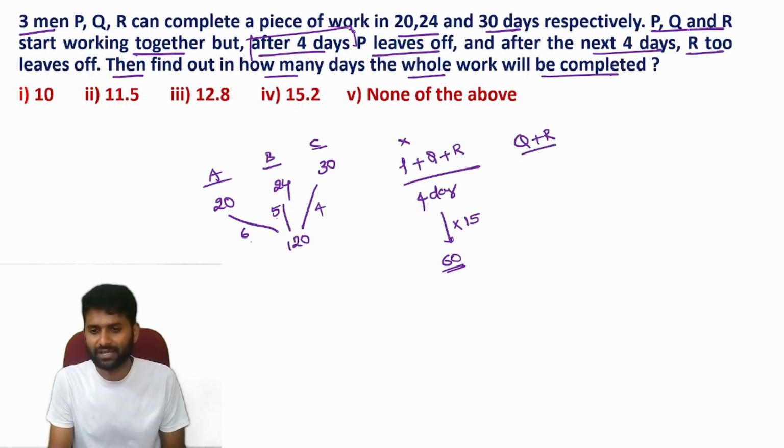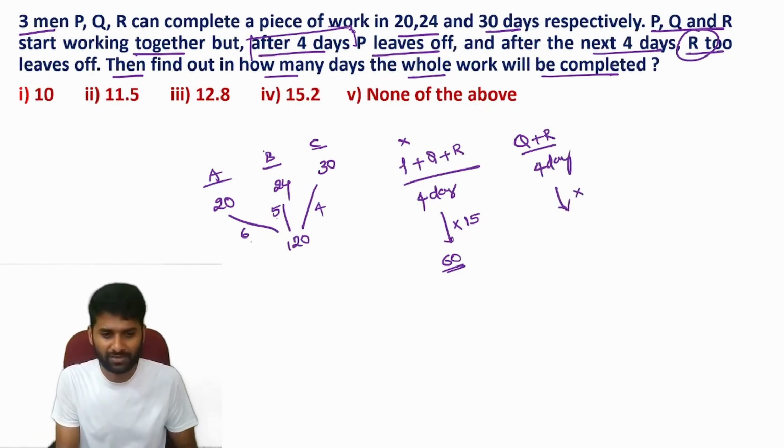And next after 4 days, R also leaves. Means again Q and R work together for 4 days. So definitely Q and R will finish a certain number of units. See, Q 5 units, R 4 units. So 5 plus 4 is equal to 9.